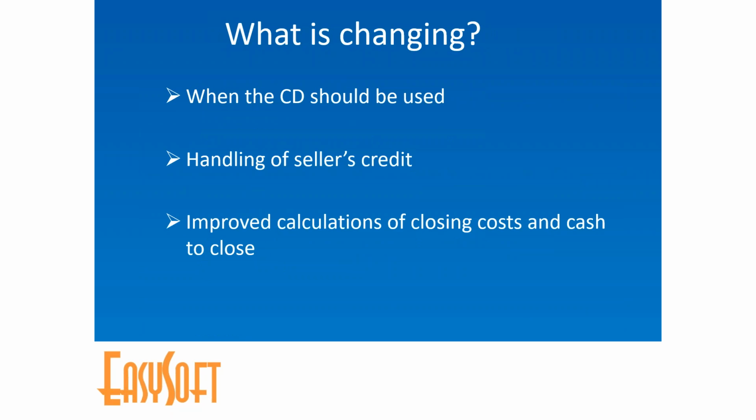So now that we've taken a look at what's out there, let's ask the question, what sort of changes are we expecting? Well, the final decision on most of it hasn't come down from the CFPB quite yet, but we know some of the items they're considering. They plan to clarify some loopholes on when a CD should be used instead of an alternative. They're also considering changing the way seller's credit is tracked. And finally, there are several proposed changes to closing costs and cash to close calculations.